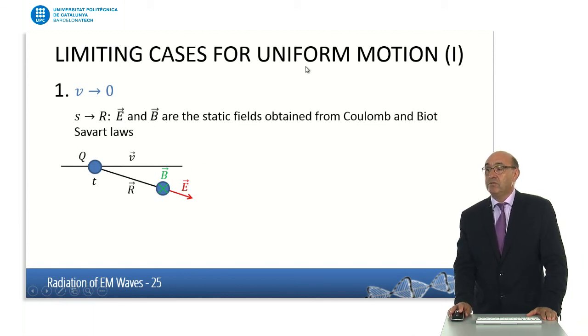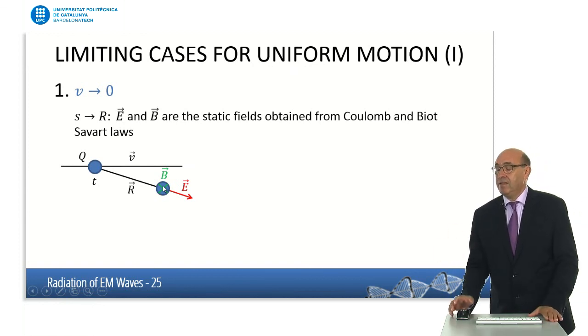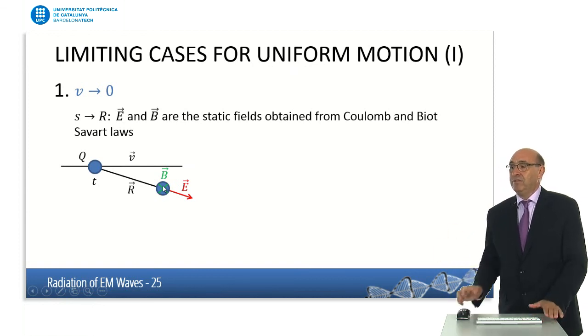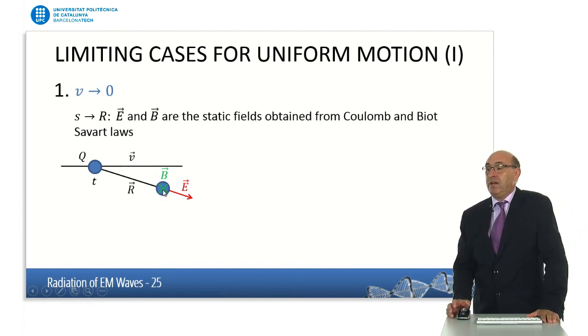Uniform motion, once again. This is the vector to the observer. Here is the observer, the receiver, that is just in some way trying to know and extract information from this field. And here we have represented two vectors. One is the electric vector, electric field E, in red, that is pointing in this direction. And this is the magnetic field.